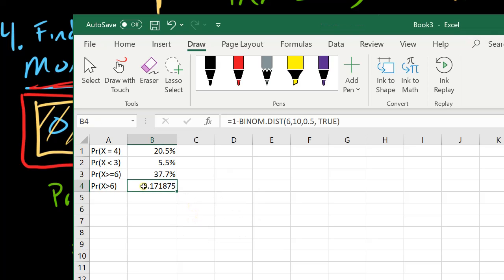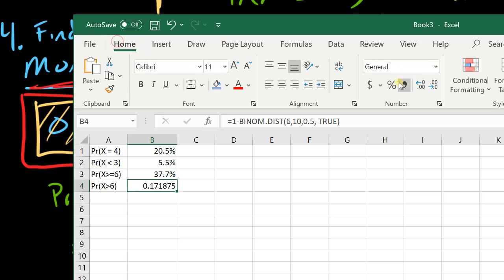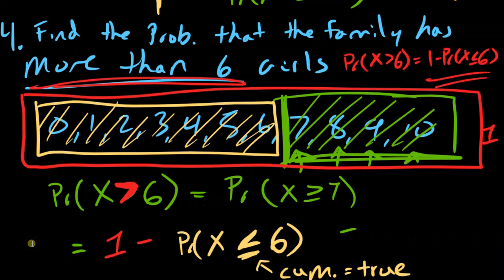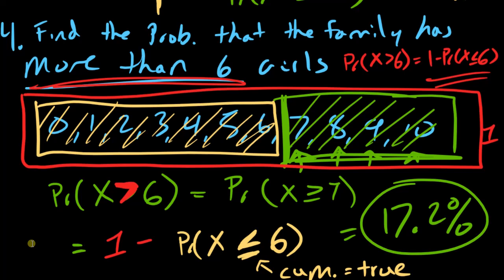Delete that. Make that into a percentage so that it's easy to interpret. Percentage, maybe I'll include some more decimals. All right, so 17.2 equals 17.2%. Right? So the probability that the family has more than 6 girls is 17.2%.